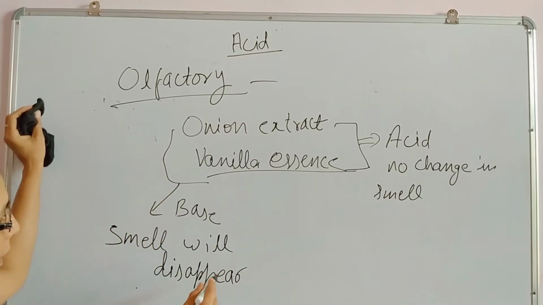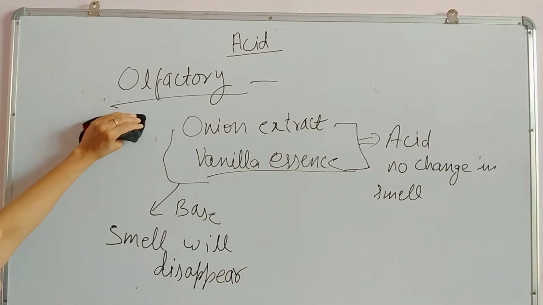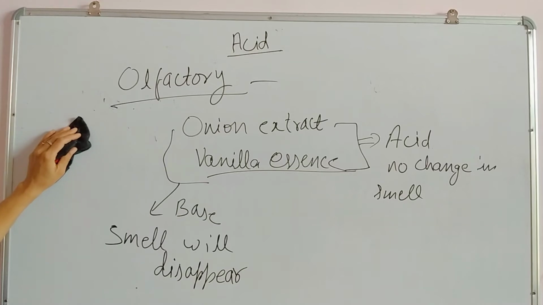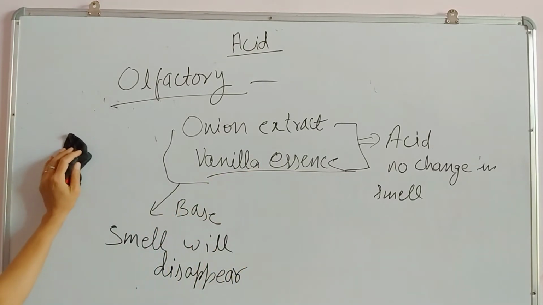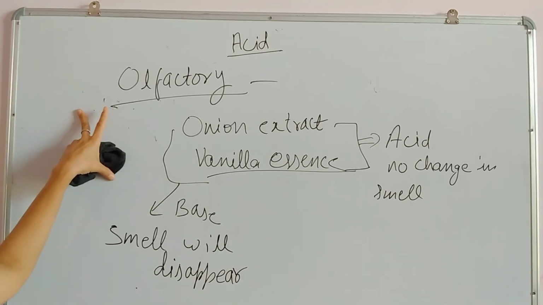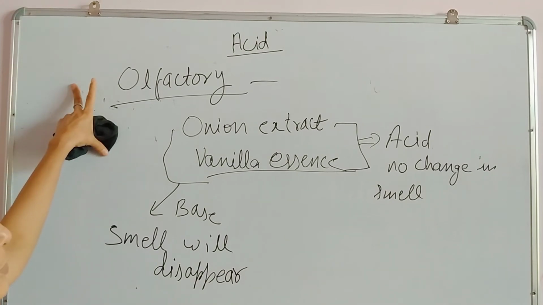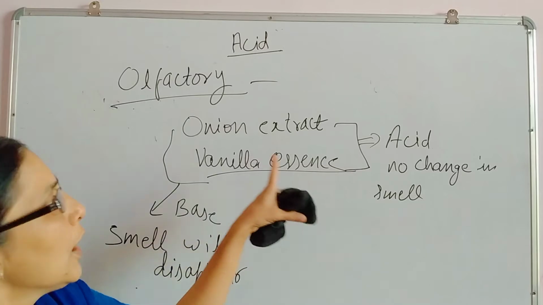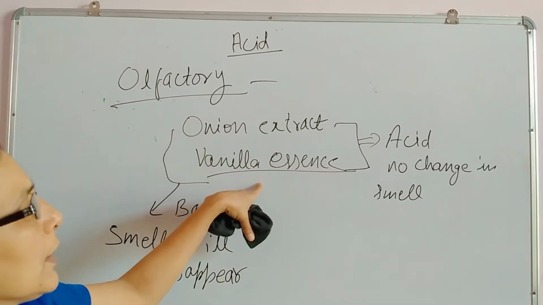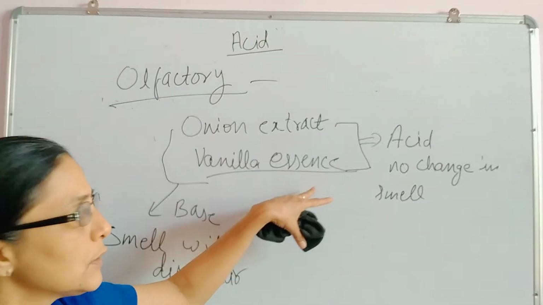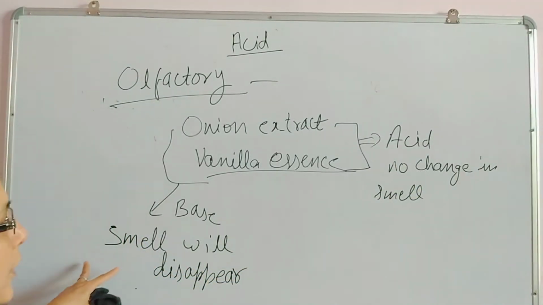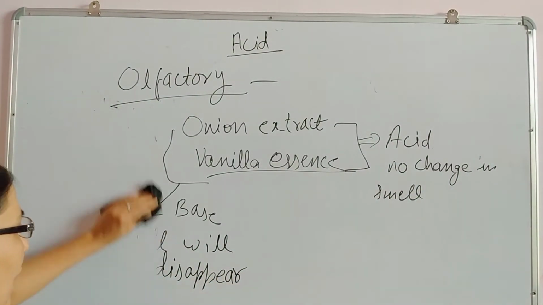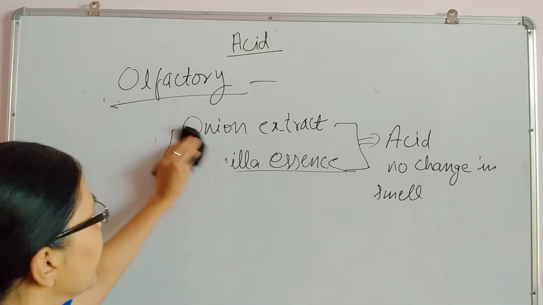Smell-based indicators are known as olfactory indicators, and these are the results. Please note down from the board teaching only. Prepare your own notes. Please pay full attention: olfactory indicators like onion extract and vanilla essence, when added to acid, show no change in smell.